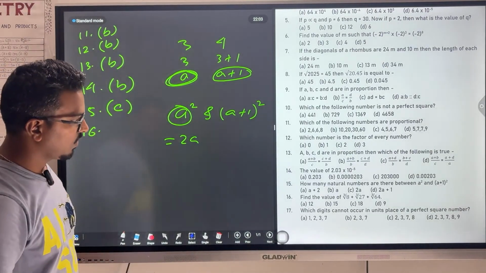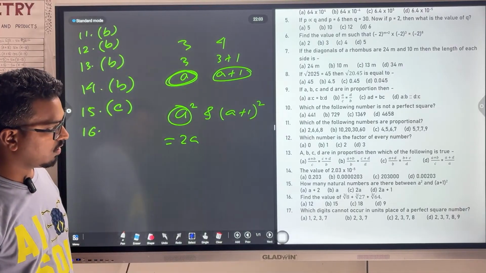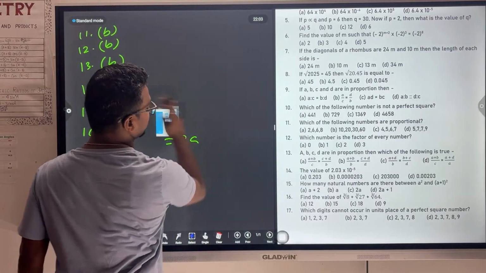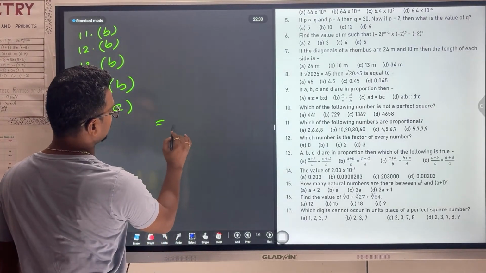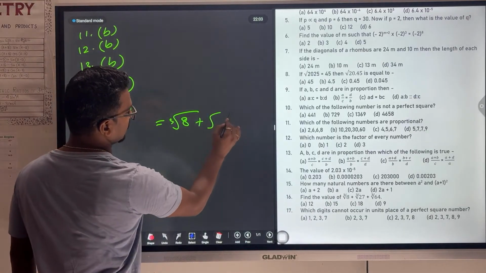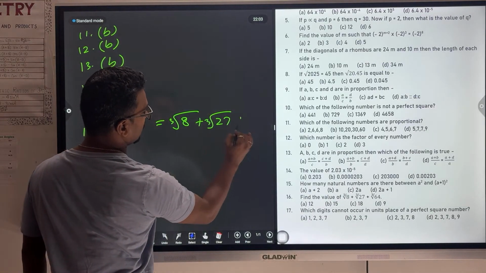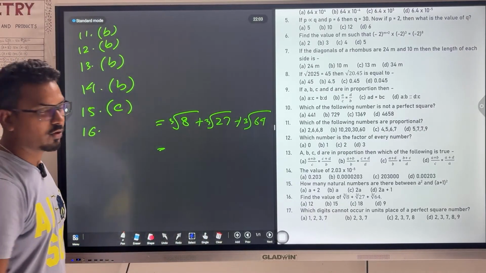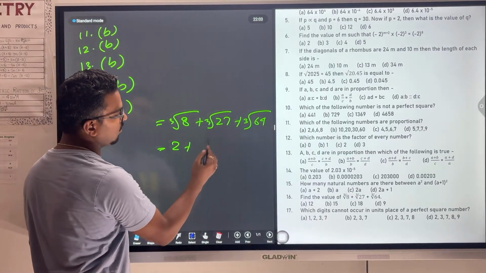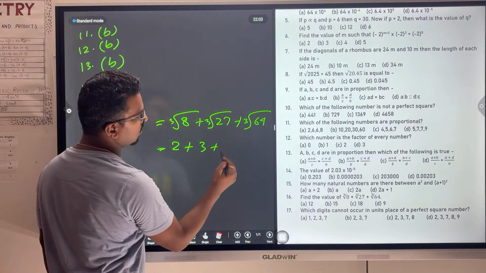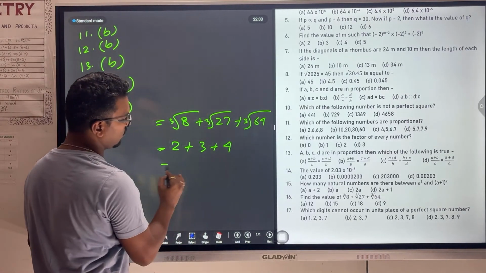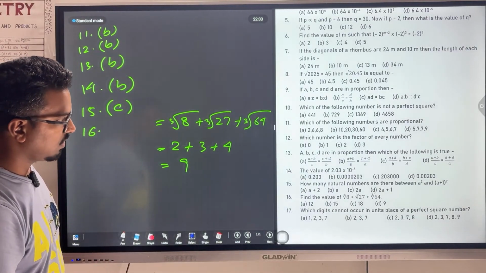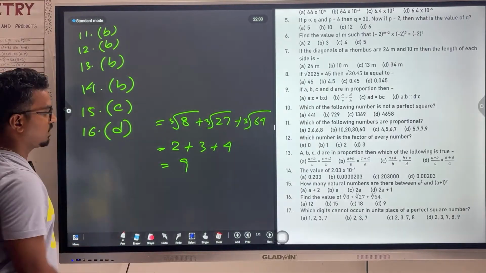Question number 16: find the value of cube root of 8, cube root of 27 and cube root of 64. Cube root of 8 is 2, cube root of 27 is 3 and cube root of 64 is 4. Add them: 2 plus 3 plus 4 is 9. The answer is 9, option D.